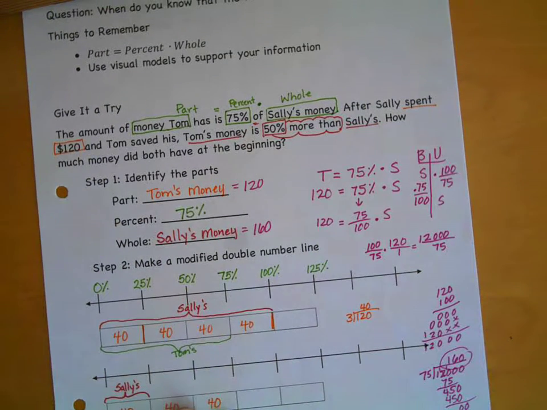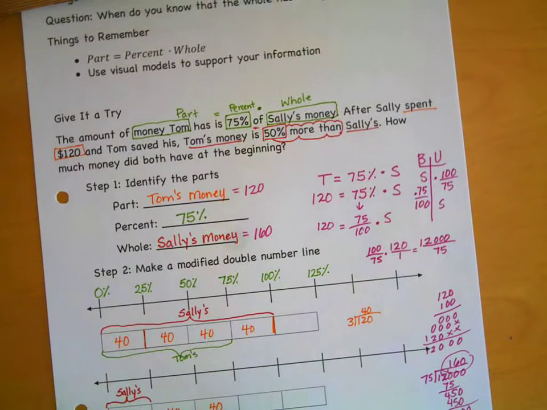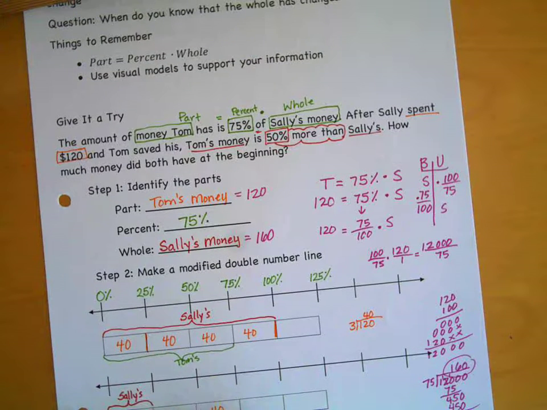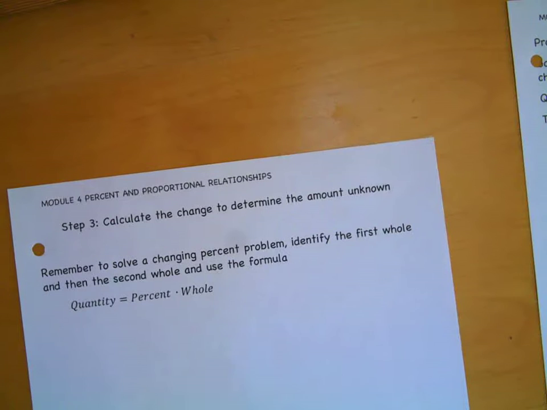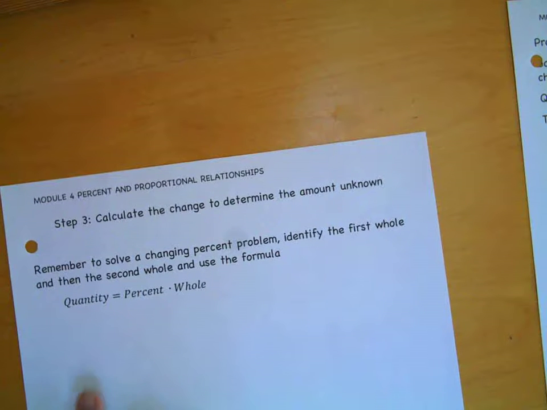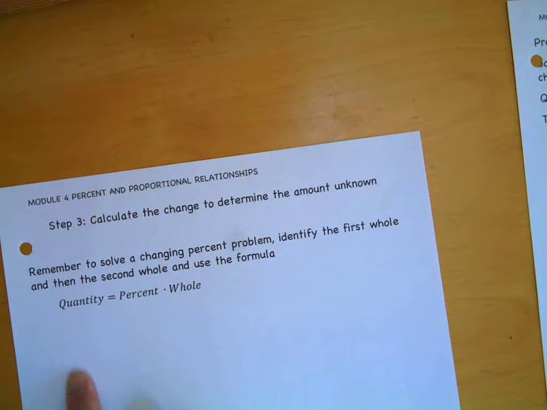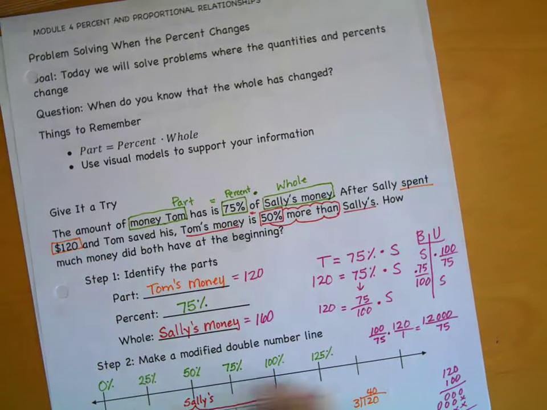Okay? So that was pretty cool how it worked. Does everybody see how we did it? Okay? So really, really important is to use those visual models to help you, right? And then also just remember how important it is to label everything so that you can remember what you're working on. Okay, so then step 3 says calculate the change to determine the unknown amount, which we did. And then the last thing that we have to do is remember to solve a changing percent problem, identify the first whole, and then the second whole, and use the formula quantity equals percent of whole, which is what we did right here.